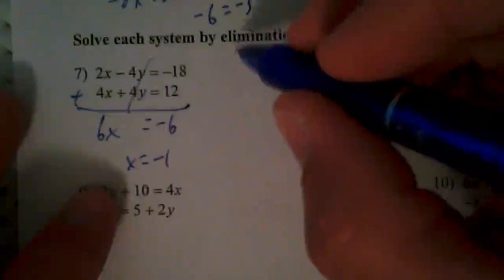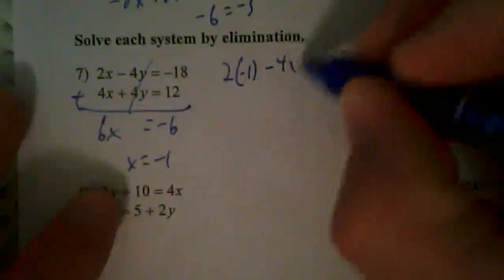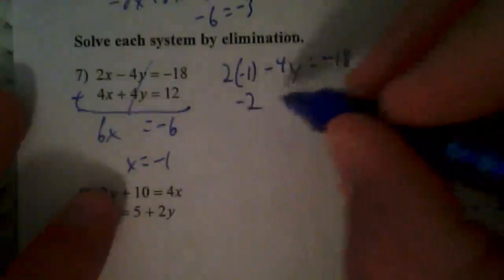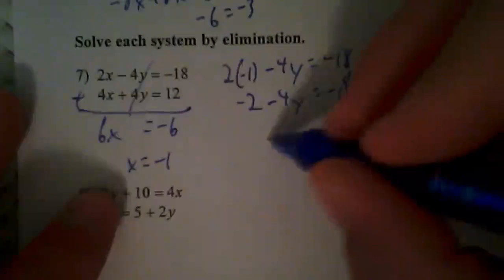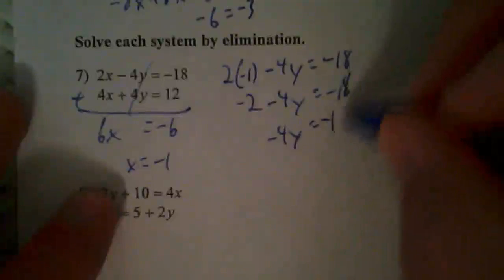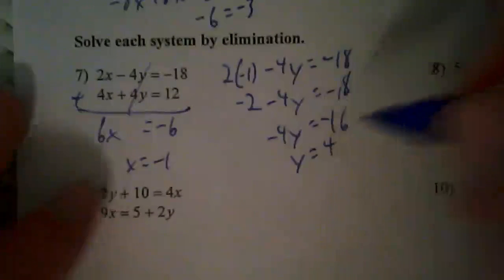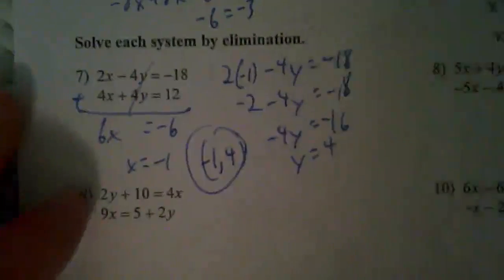Now we got to take that and plug it back in. Doesn't matter which one I use, I'm just going to plug it into the top. 2 times negative 1 minus 4y equals negative 18. That's negative 2. Bring the negative 2 over to the other side by adding it. So it's negative 16. Divided by negative 4. And y is positive 4. So our point is at negative 1, positive 4.